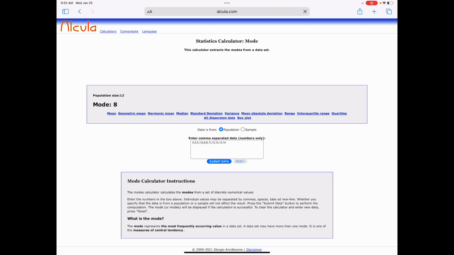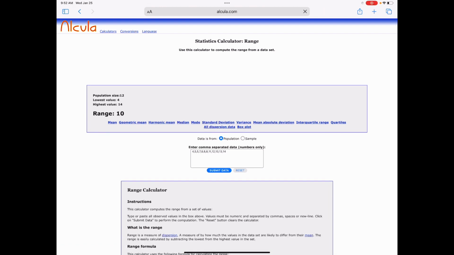And then we need to find the standard deviation and the range. Now remember that we're going to add 7 to the mode, which means the new mode is going to be 15, but the range and the standard deviation are going to be unchanged. So let's do the range first. So this is the range of the old data set. So even though you add 7 to all of the data points, the range will remain unchanged. So the range is going to be 10.